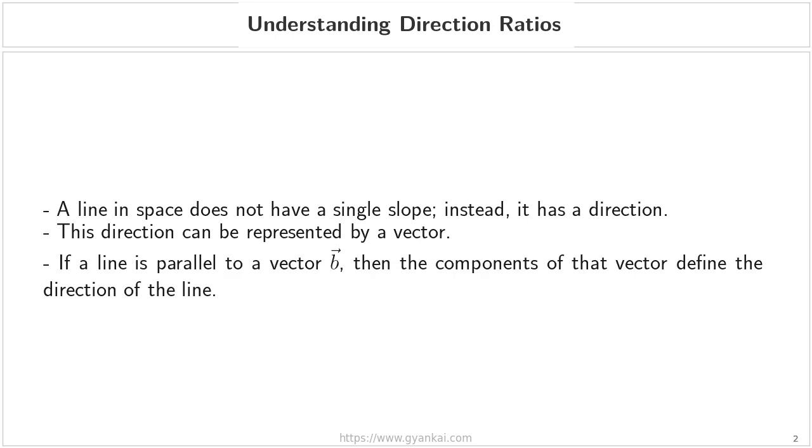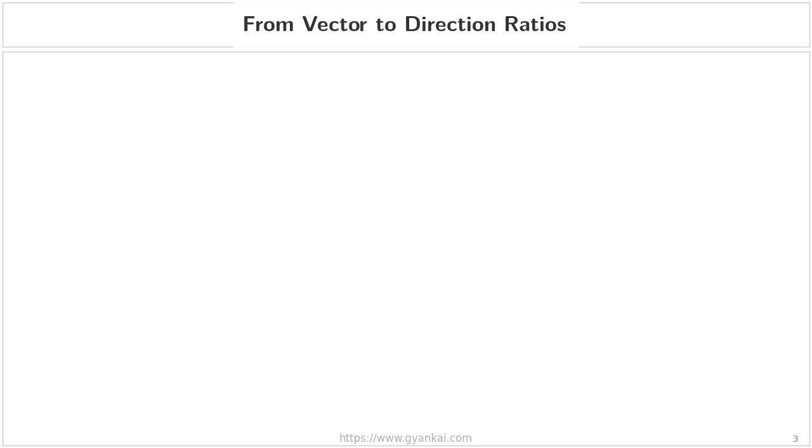The key connection we need to make is this. If we have a line and we find a vector, let's call it vector b, that runs perfectly parallel to that line, then the individual components of that vector, its movement along the x, y, and z axes, are exactly what define the direction of our line. This sets the stage for our next slide, where we will see how these components actually become the direction ratios we've been talking about.